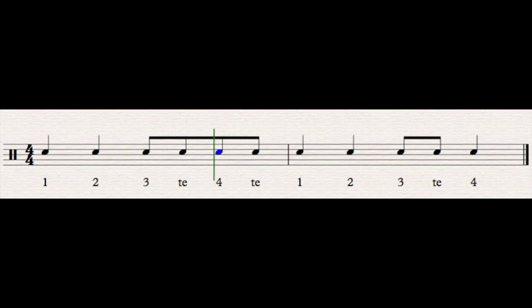Again, it's the fact that it has one beam, that's what makes it an eighth note. So the fact that that is beamed in a group of 4, it still only has one beam, so those are still eighth notes. This rhythm is still counted 1, 2, 3 te, 4 te. 1, 2, 3 te, 4.